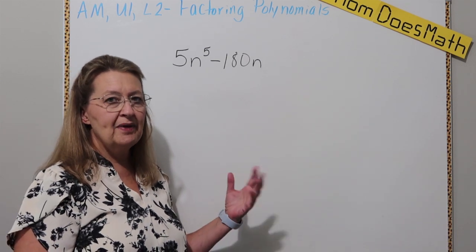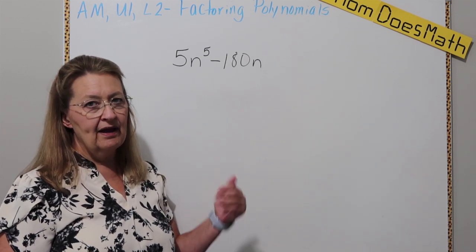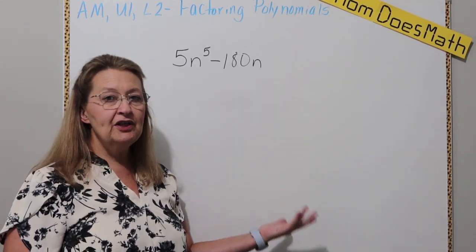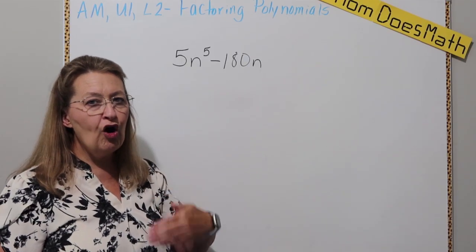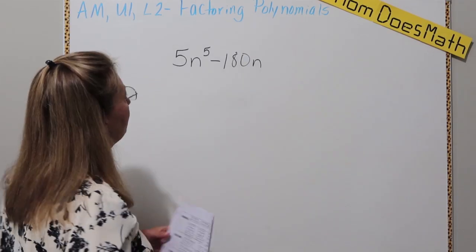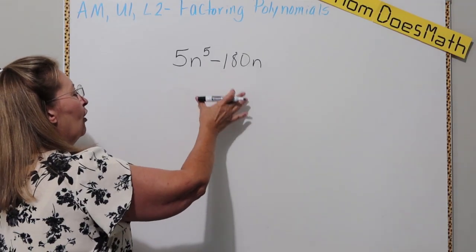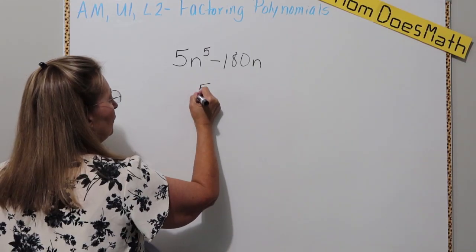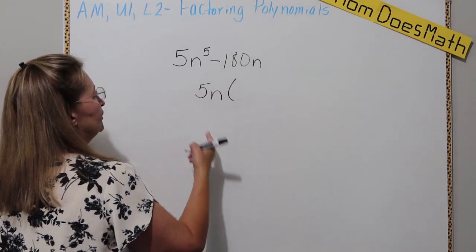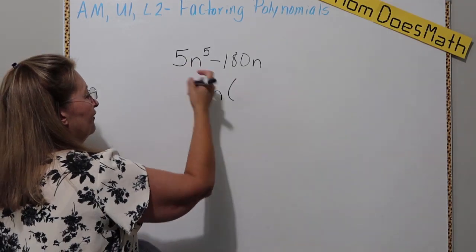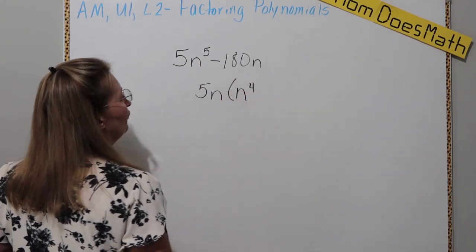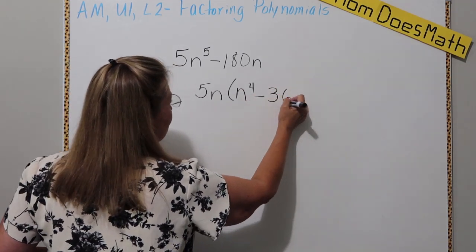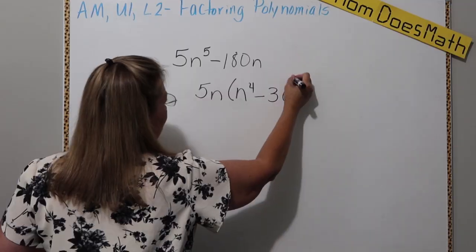No specific method. We have to do the analysis now and figure out how to factor that. And this is more along the lines of what you're actually going to be doing, because factoring is just a part of a bigger problem. So when we get ready to factor, we always look for a greatest common factor. And 5n will go into both of these. So what do I have left over when I take 5n out of this? Into the 4. How many times will 5 go into 180? 36. And I've already got an n, so I don't need that.